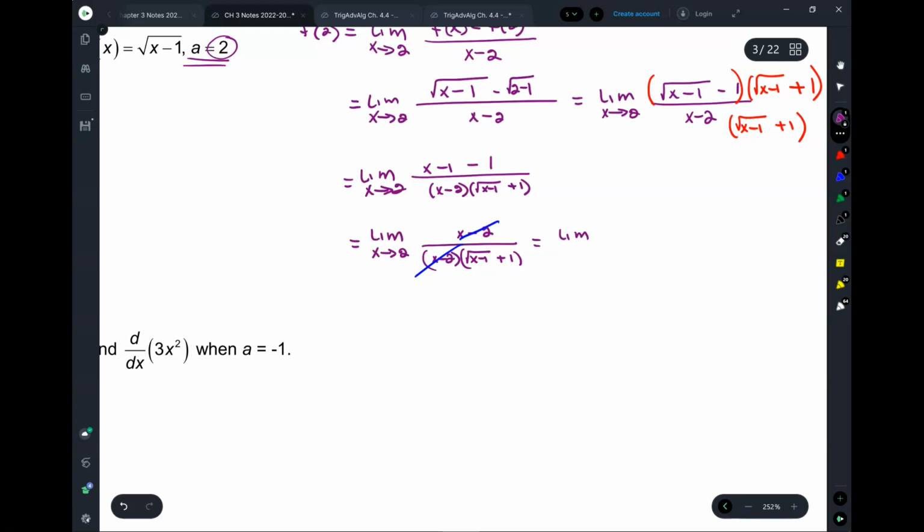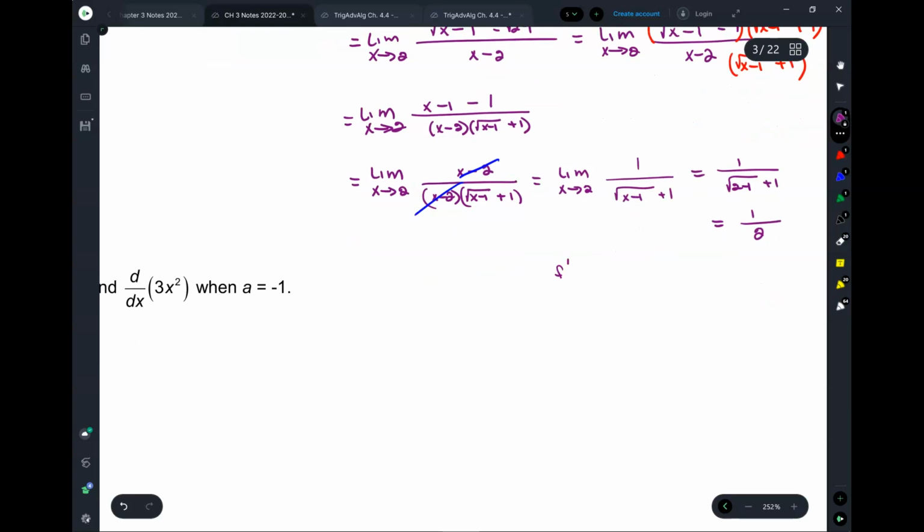So limit, x approaches 2. What do you have on top? Over x minus 1 plus 1. Okay, now it's safe to plug in the 2. 1 over all that, which is to say this is 1 over 2. So f prime at 2 is 1/2.